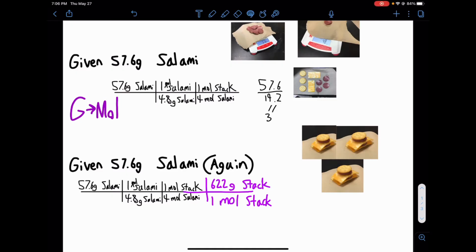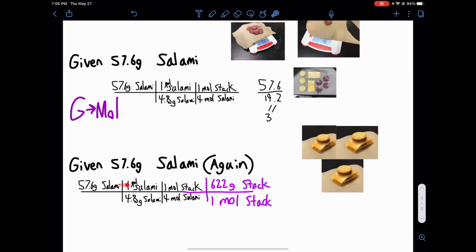Now we're going to do gram to gram, and the reason I kept gram to gram here is because gram to gram is a lot like gram to mole. So let's say we have 57.6 grams of salami again. The first steps would all be the same. The only different thing is after you find the moles of stack you have, you would just want to find the molar mass of that. So we'd go 1 mole stack is 62.2 grams stack.